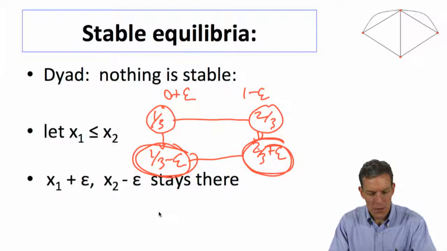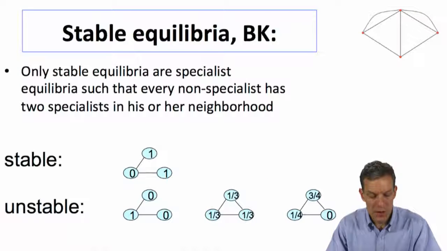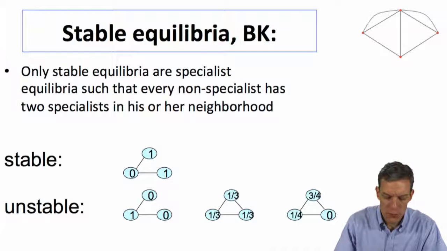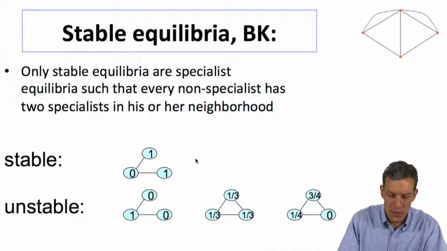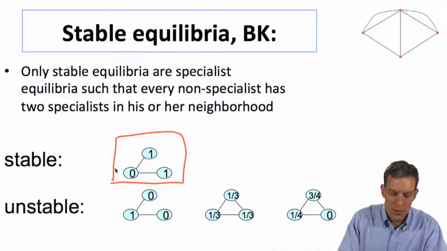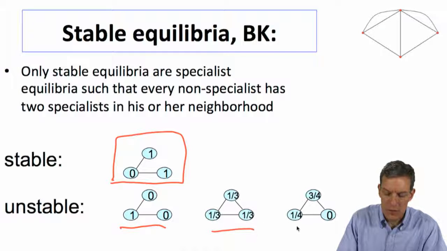Okay. But when we look more generally, the only stable equilibria are necessarily going to be specialist equilibria, and they're going to be such that every non-specialist has at least two specialists in his or her neighborhood. So for instance, if we look at 3 nodes, and again our x star is 1, this thing is stable. These three are not stable.